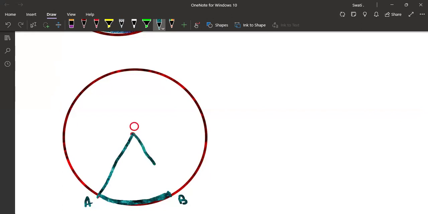And even if you join this, it will become the radius of the circle only. So what is OA? Radius. What is OB? Radius. And then you also have an arc. So do you see that you are getting one space which is formed by two radii and a minor arc? Do you know that this is called a sector? So what is this AOB called? This AOB is called a sector.